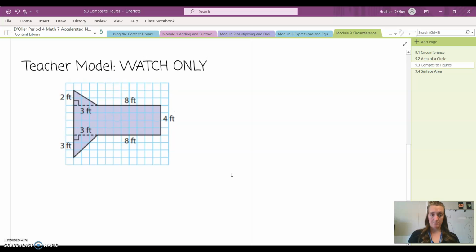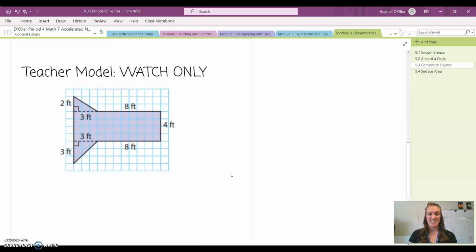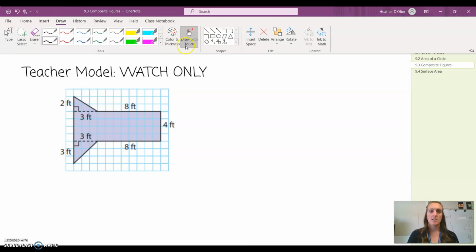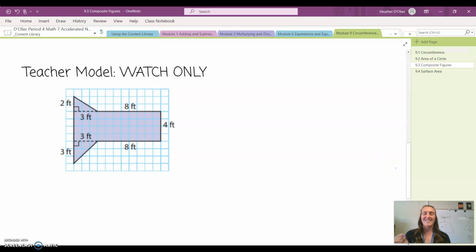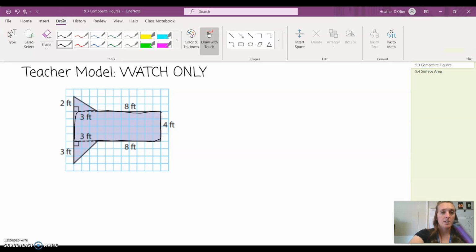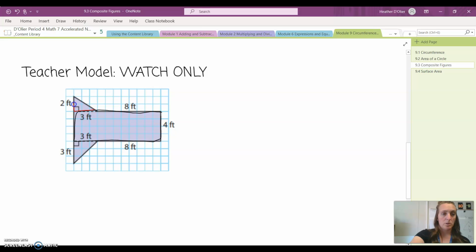So I'm looking at this one. And this grid paper is nice because I can also count some of these, and they gave me some dashed lines, so it kind of tells me the shapes I already have. Okay, so I see a rectangle right there. And then I see two triangles. I see one here and I see one here.